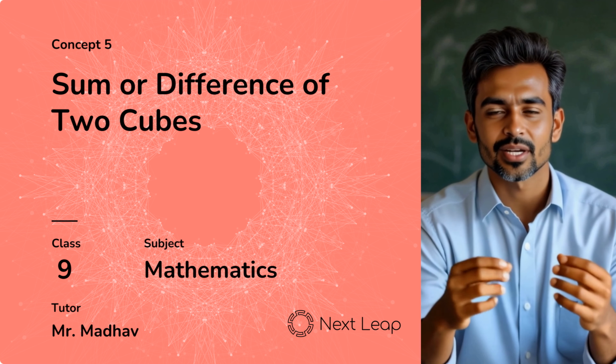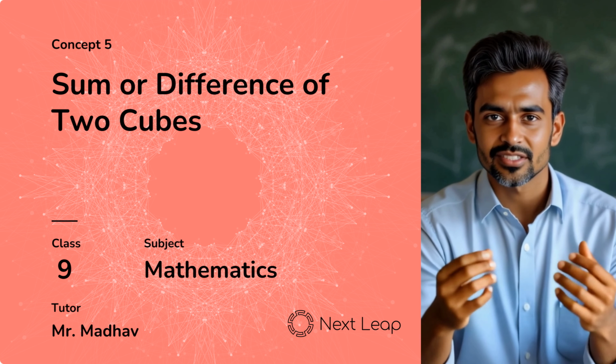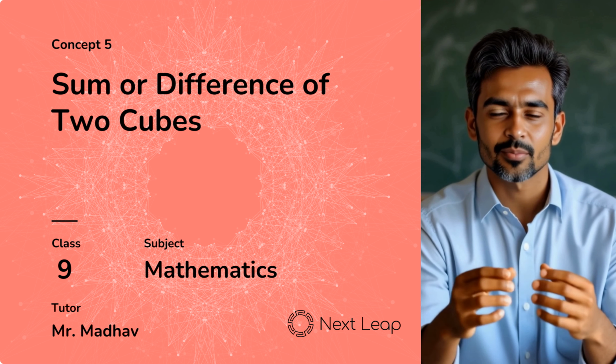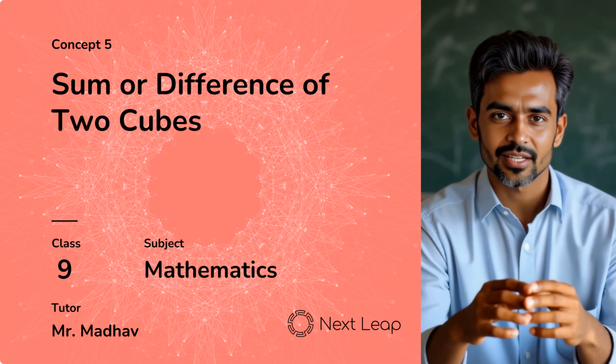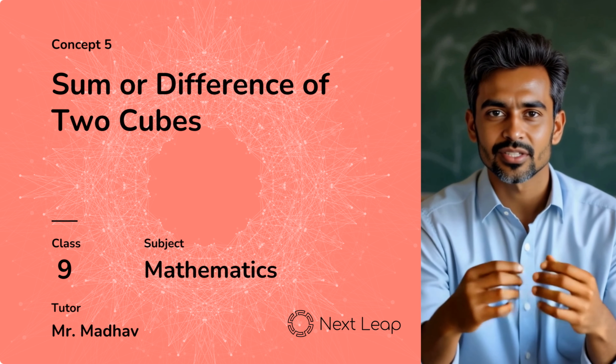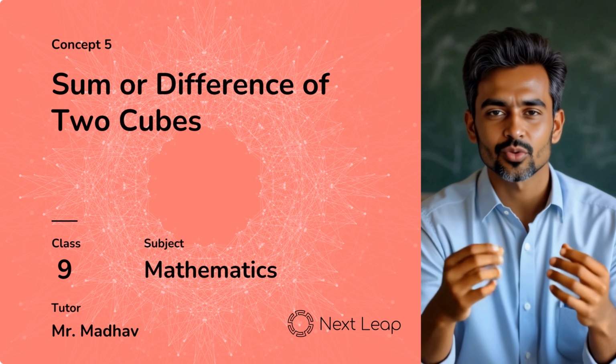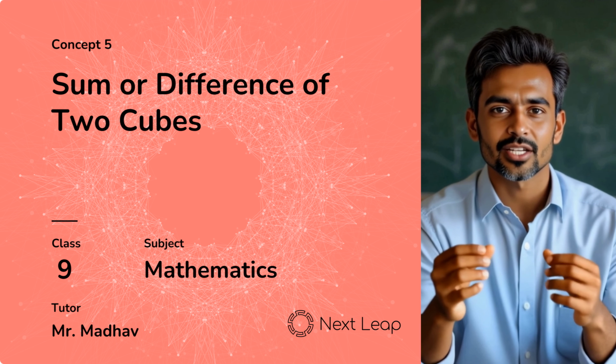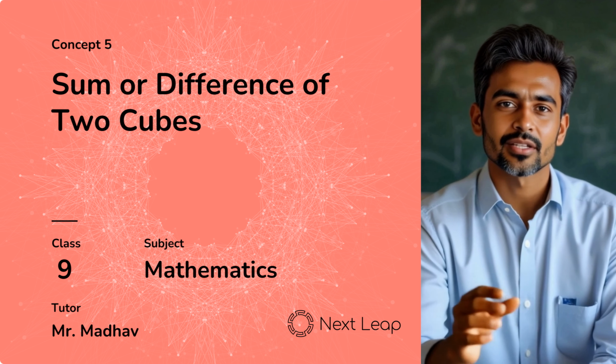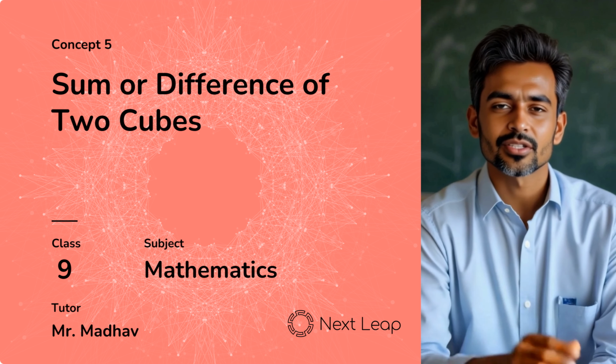Let's start with the basic idea. The sum of two cubes, represented by a cubed plus b cubed, and the difference of two cubes, represented by a cubed minus b cubed, are two very important algebraic identities that help us factorize cubic expressions.